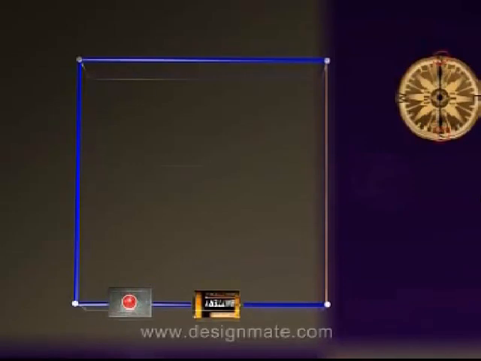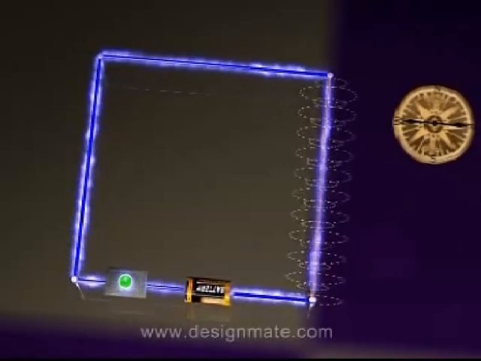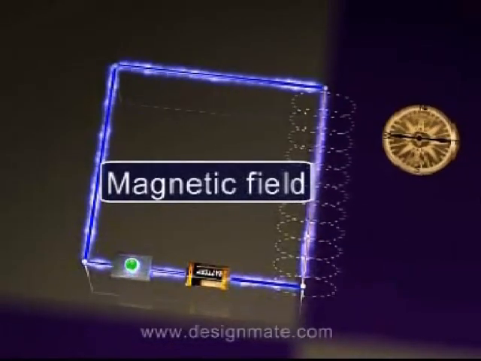From this experiment and several other experiments, it is established that electric current or the moving charge can only produce the magnetic field.